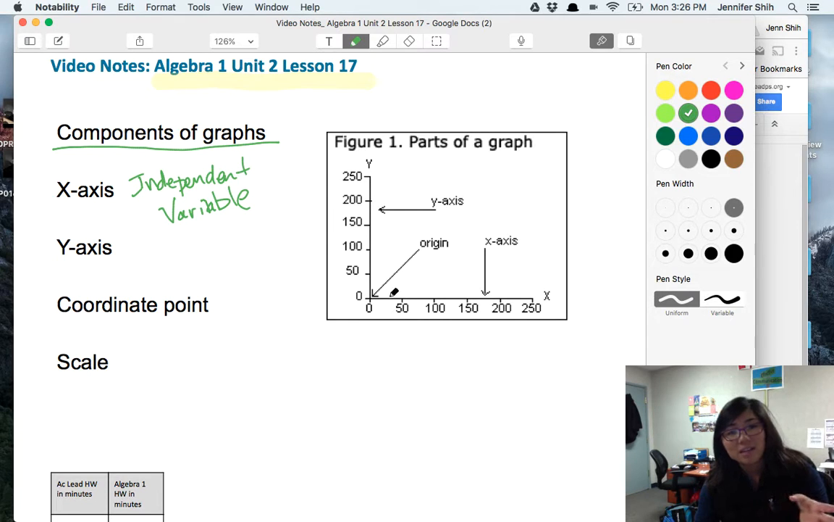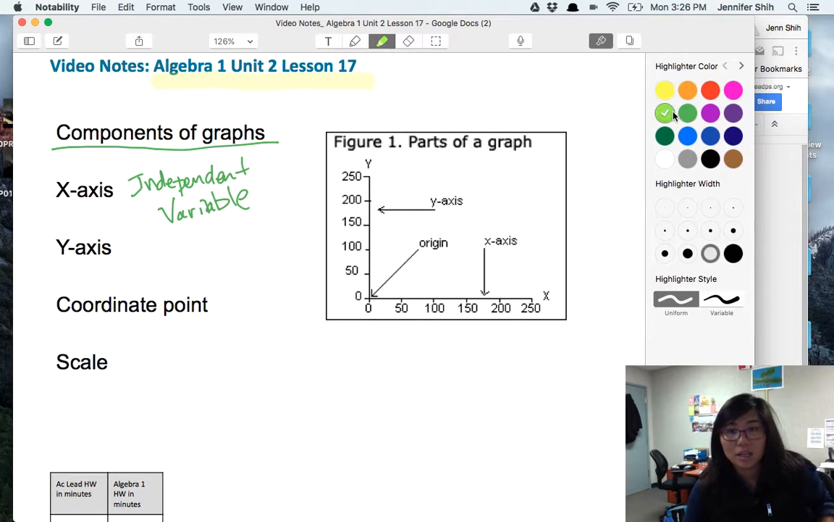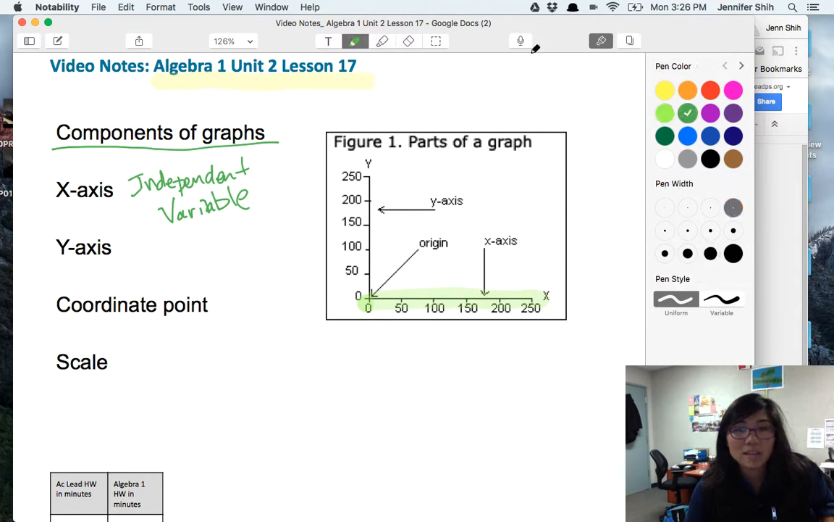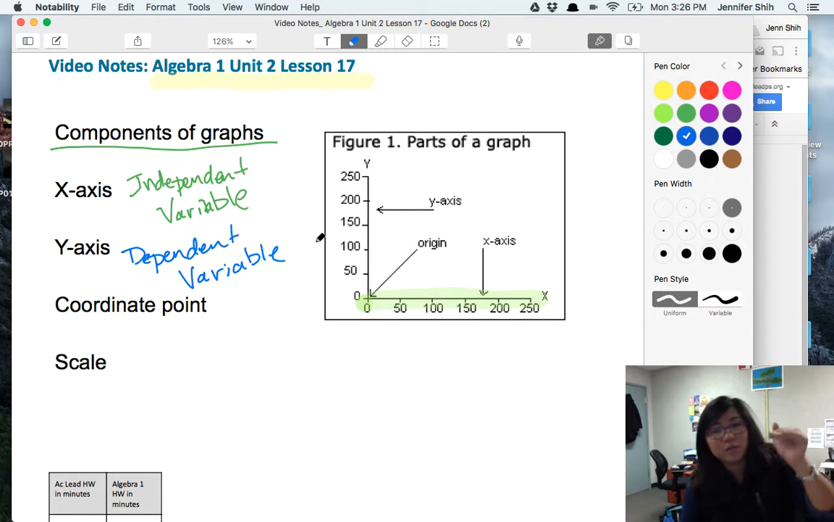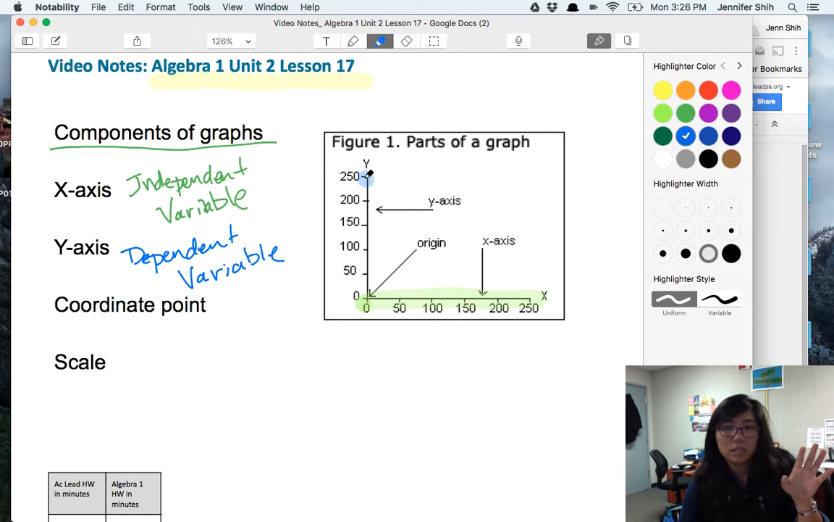So your x-axis, which is this one here, I will highlight in green. This is your x-axis here. Okay, your y-axis is your dependent variable. And this changes based on what you put in for your x-axis. So if you plugged in 50 on your x-axis, what did it give you over here? That would mean that this part is your dependent axis, or your y-axis. This one is the y-axis.